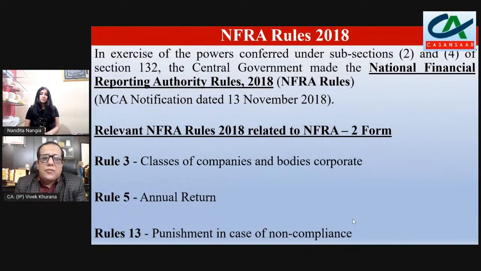Then regarding the NFRA Rules 2018, this is very important. The central government has made the National Financial Reporting Authority Rules 2018, and after that time to time they have been amended. Today we will discuss not the old NFRA rules but the relevant rules related to the NFRA 2 form. These three rules are very important and relevant for the NFRA 2 form. First is Rule 3 of the NFRA Rules 2018, which is regarding the class of companies and bodies corporate. Then Rule 5 is the annual return. And Rule 13 is regarding punishment in case of non-compliance. So one by one, let's discuss.